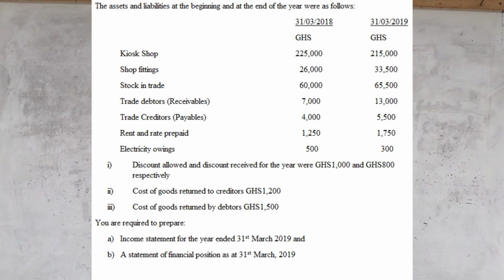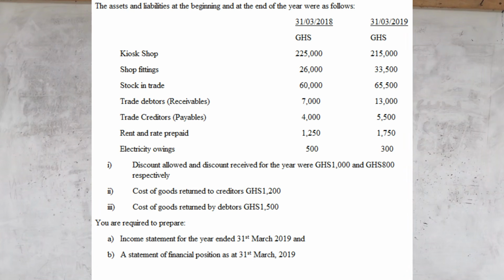And then we have stock in trade, opening and closing balances. We have trade debtors, opening and closing, trade creditors, opening and closing. We have rent and rates prepaid. The opening balance is 1,250 and the closing balance is 1,750. Then we have electricity owing, 500 cedis at the opening, 300 cedis at the end.